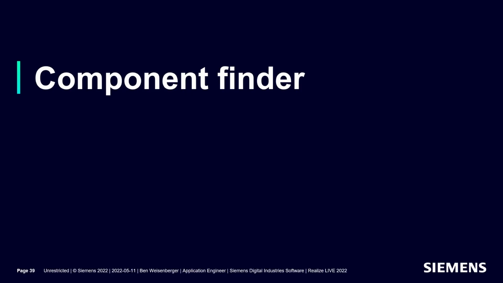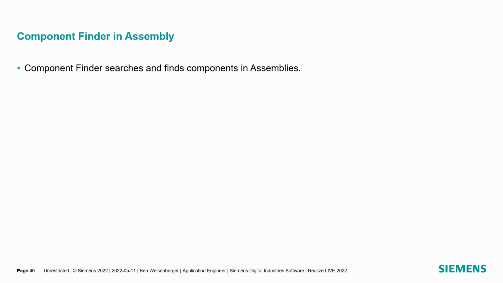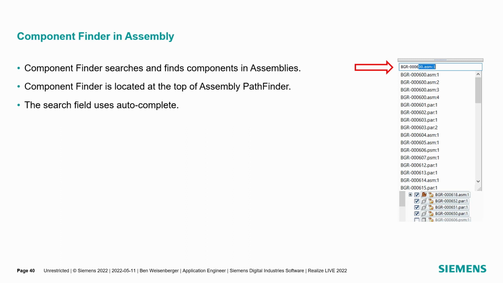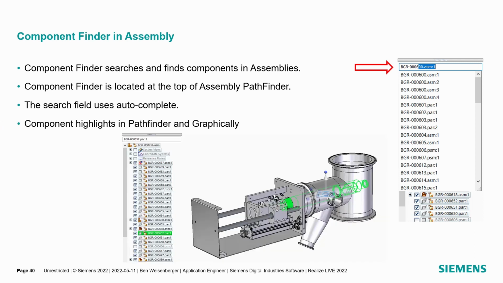Another great recent enhancement is the Component Finder. This assembly productivity tool gives you the ability to very quickly search for and find parts within your assemblies. An entry field is located at the top of the assembly pathfinder. You can simply start typing a part name into the field and it'll begin to auto-complete, gradually narrowing down the appropriate results. The parts that it finds will be highlighted in the pathfinder and the graphics area. You can even use wildcards for the search terms too. So really nice everyday functionality.